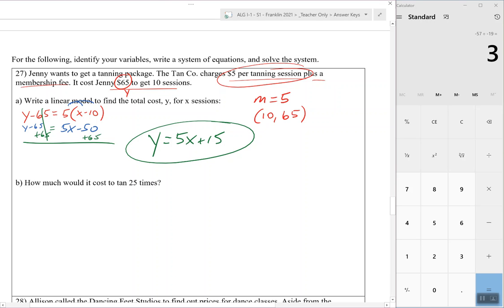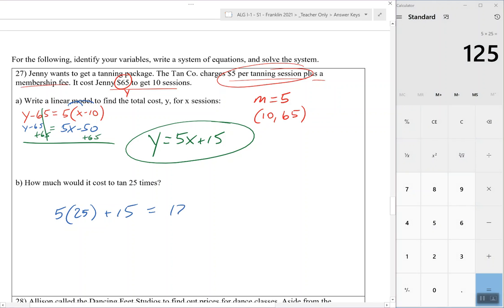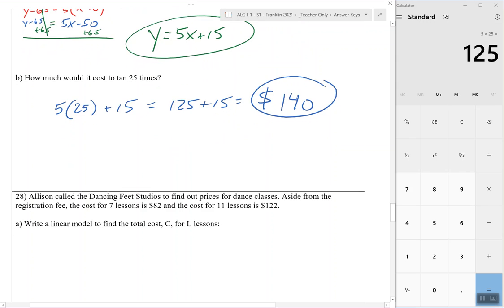Okay, so how much would it cost to tan 25 times? We'll just plug 25 in for x. So 5 times 25 and then plus 15. 5 times 25 is 125. So 125 plus 15 equals $140. So writing a linear model and then using that model to answer a question.